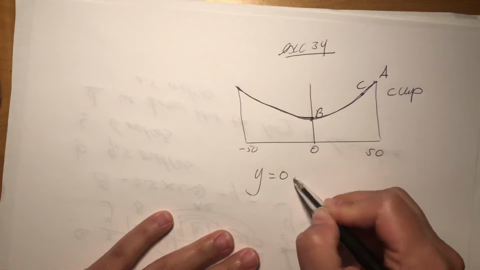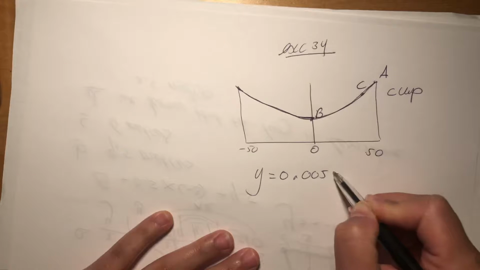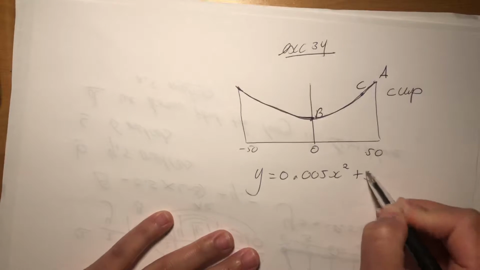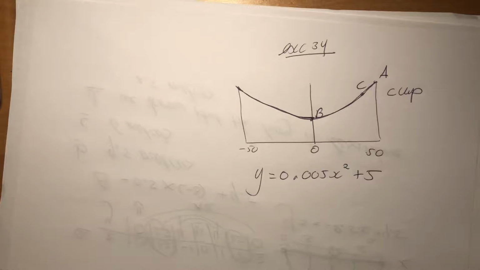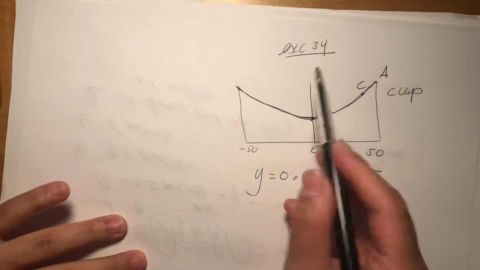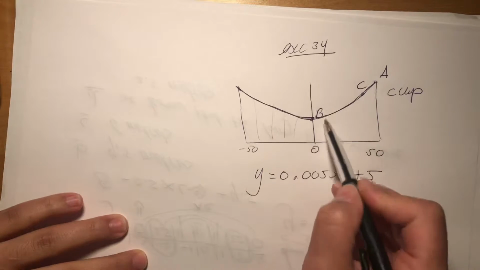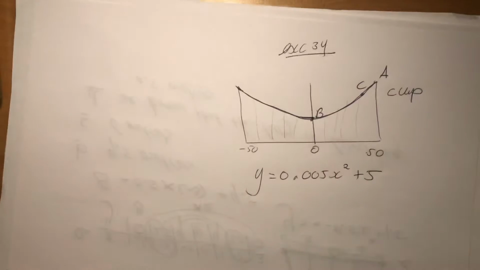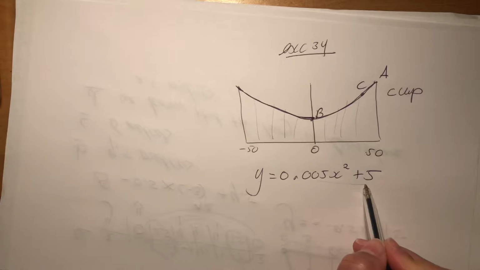y equals 0.005 x to the power of 2 plus 5. The cables of a suspension bridge in figure 6.11 are in the shape of a parabola. Yeah, the cables here. Of course, there are stripes here as well. I didn't draw that one, but to attach it. The formula that belongs to this parabola is this one.